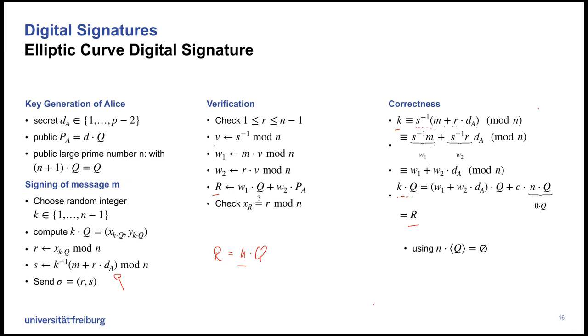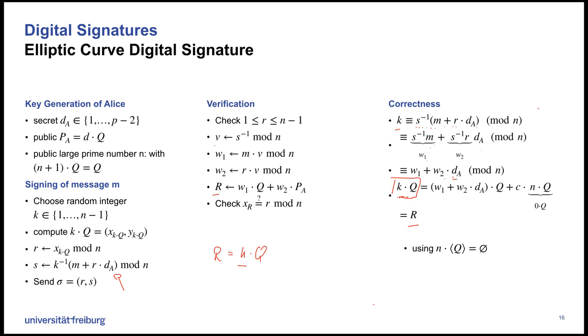Okay, so that's the division that I have here. So I get W1 plus W dA, which is the same as, by this definition, k times q, because I just plugged in the value on the other side.